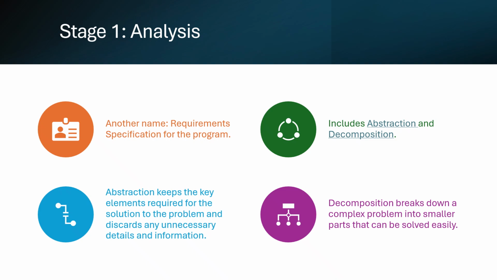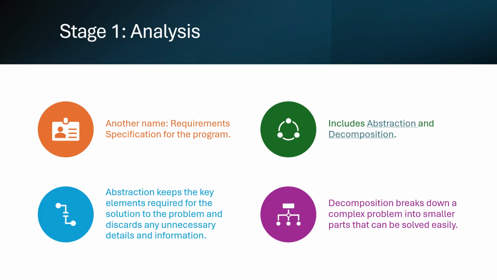For example, what destination do you want to move to? What should be the budget? What is the total number of travelers? What should be the dates? What is the weather forecast for those days? These are the essential details that you need to focus on before you start a road trip. So this is known as abstraction.